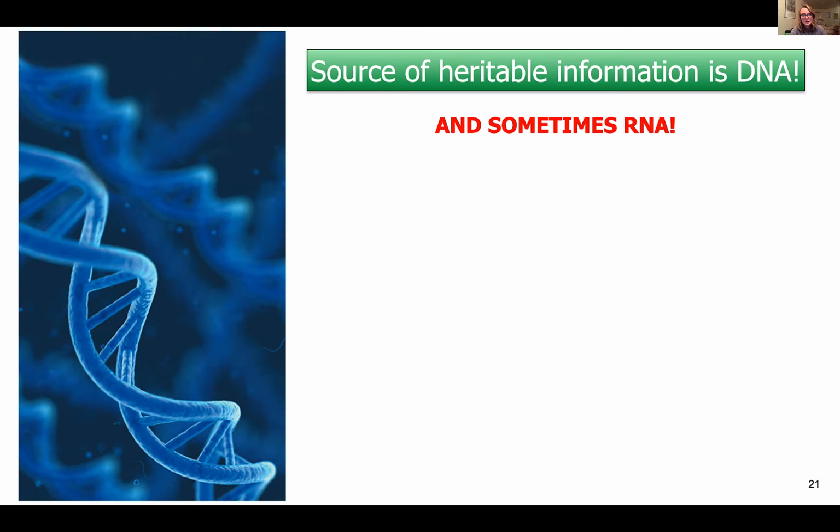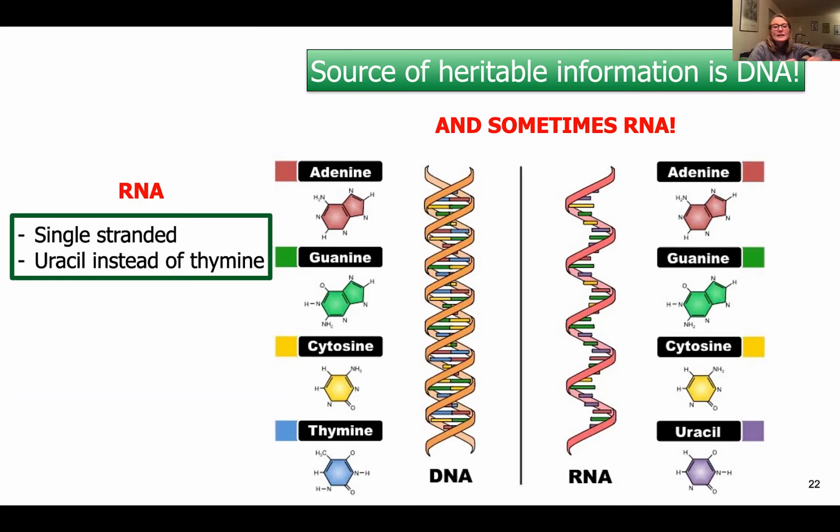Now, before we go any further, I want us to back up to the first slide and remember that we said the source of heritable information is DNA. But I want to point out here that sometimes heritable information is stored in RNA. So RNA is just another way for organisms to store their heritable information or their sequence of nucleotides.